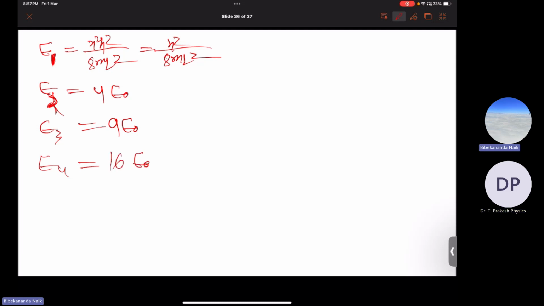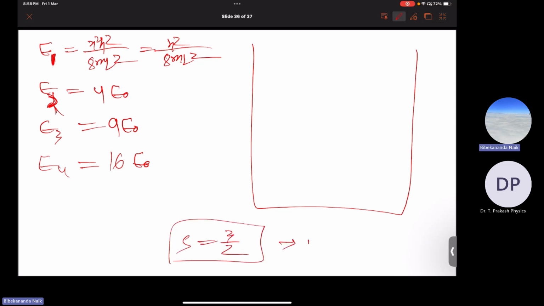So now you see, suppose their question says, let's consider some hypothetical situation. Now I will say, suppose there is a particle with spin 3 by 2. So what will be the value of ms?